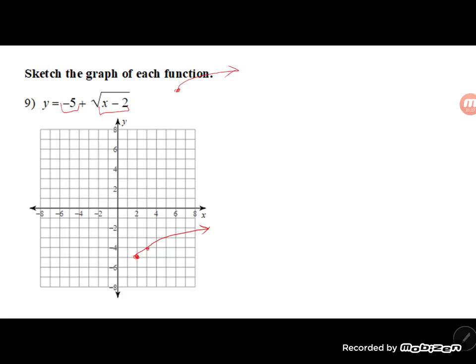Another thing to know about a square root function is its first point is typically over 1, up 1. Right 1, up 1, that's usually the point right there. And you can plug that in if you want to verify it. But that's what it's going to usually look like.